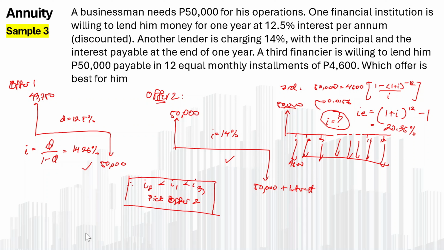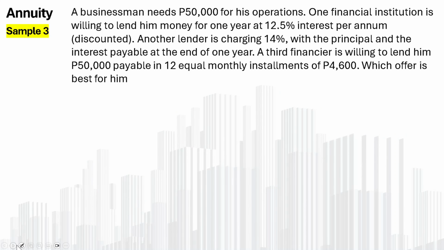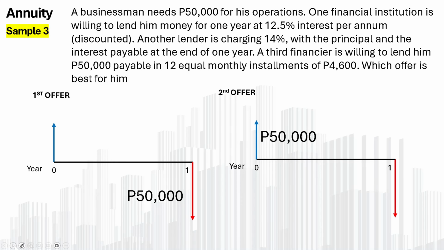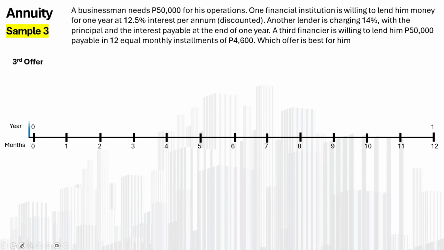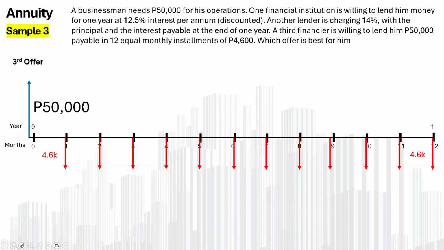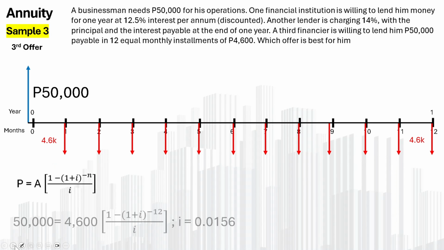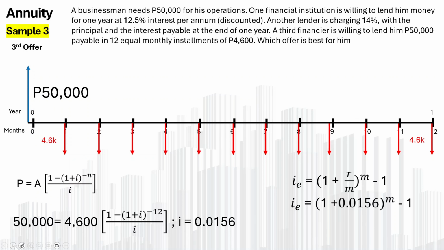So I will let my presentation animation play out. There you go. The second offer would look something like this. And then this is the third offer. How you solve it, you simply get this 14.28%. This one is 14%. For the third one, you get the i, and then you convert it. You find your effective rate of interest here. There we go, 20.36%.